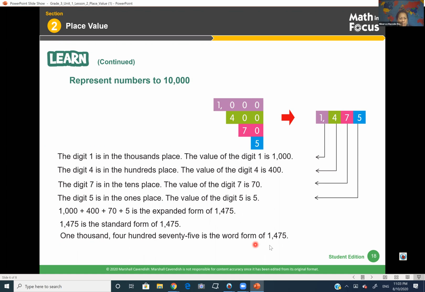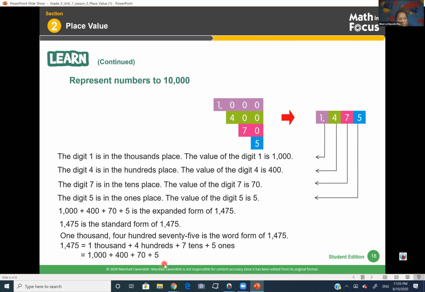1,475 is the word form of 1,475. And finally we'll have the same, but this time we're combining the standard form with the word form and the digit value. So 1,000 plus 400 plus 7 tens plus 5 ones is the same as 1,000 plus 400 plus 70 plus 5. Now watch out, this is 400s and this is 400. This is 7 tens and this is 70. This is 5 ones and this is just 5. So keep that in mind.